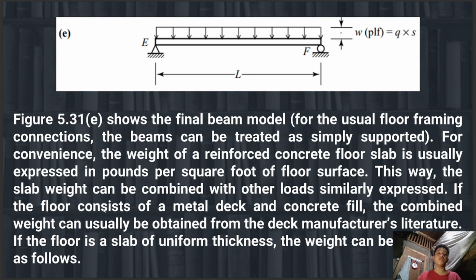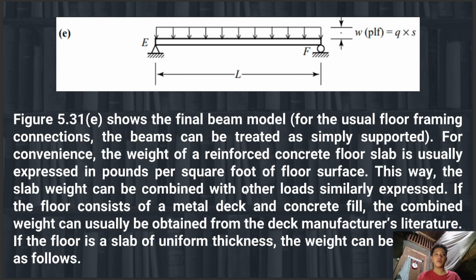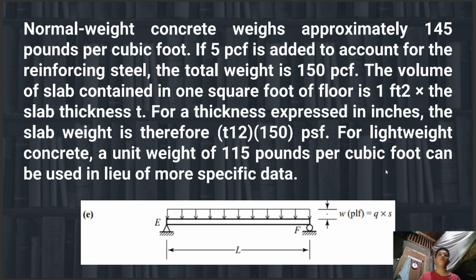So if the floor consists of a metal deck and a concrete fill, the combined weight can usually be obtained from the deck manufacturer's literature. If the floor slab is of uniform thickness, the weight can be calculated as follows. Normal weight concrete weighs approximately 145 PCF, or pounds per cubic foot. If 5 PCF is added to account for the reinforcing steel, the total weight is 150 PCF.